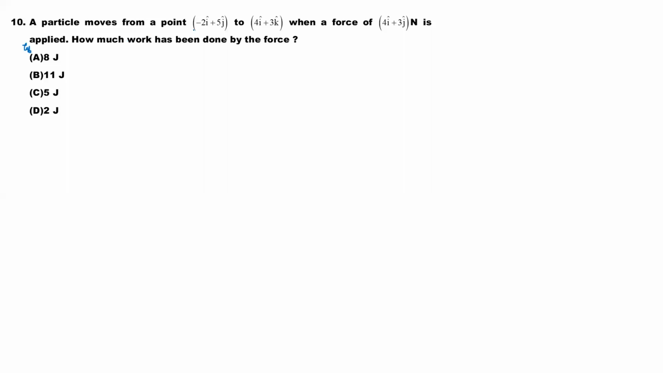Next question: a particle moves from one point to another when a force of 4 i cap plus 3 j cap Newton is applied. How much work is done? But you know, work is equal to force F dot S. Here for S, we have to find the position vector when the particle moves from this point to this point. So the position vector is R2 minus R1. So that is equal to how much, students? 4 i cap plus 3 k cap minus 2 i cap plus 5 j cap.